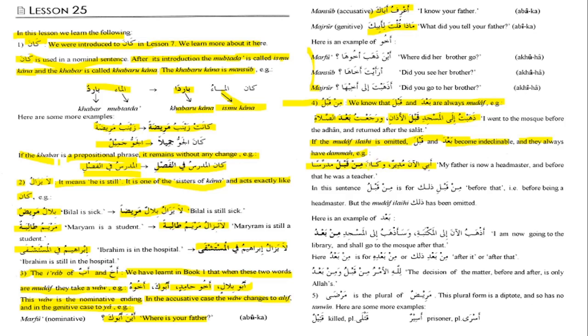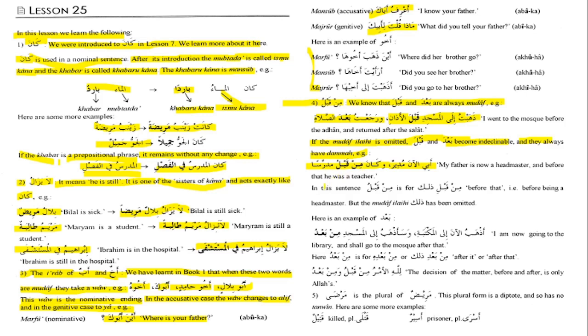You see, wa kana min qablu, because there's a min before qablu, it should be min qabl. But because you have dropped the mudaf ilayhi of qabl, now you have to make qablu mabni. So it will become min qablu, not min qabl. It will just become fixed. Wa kana min qablu mudarrisan. And he was a mudarris before.